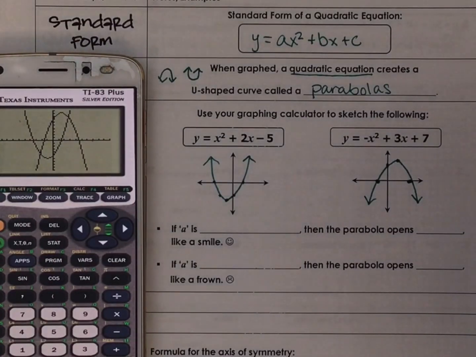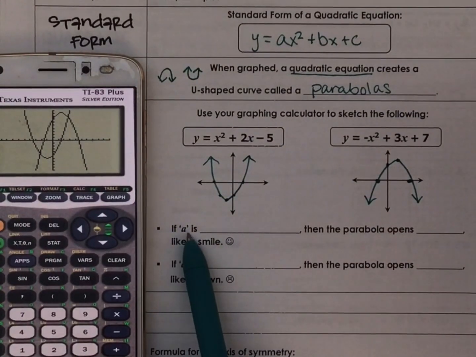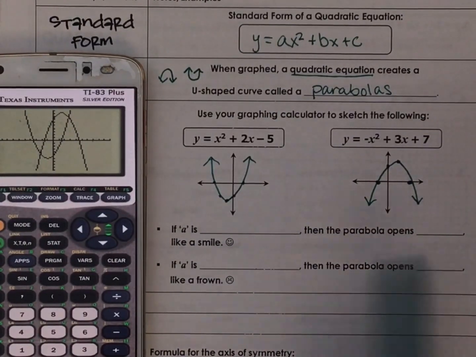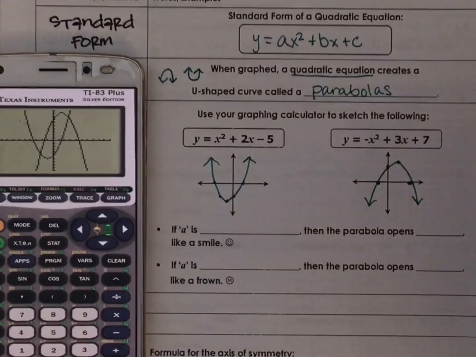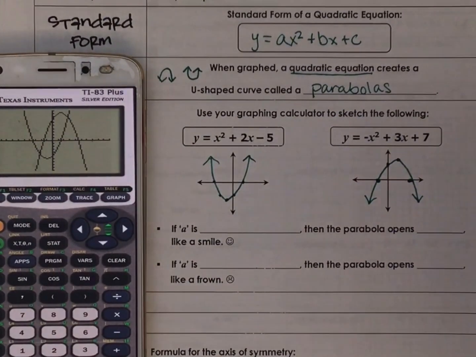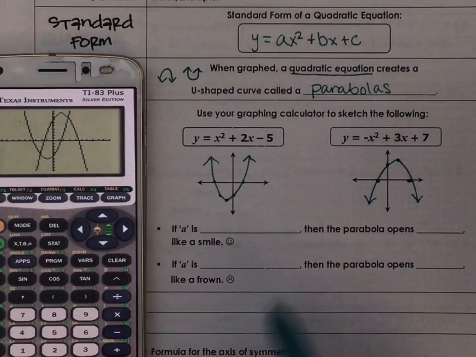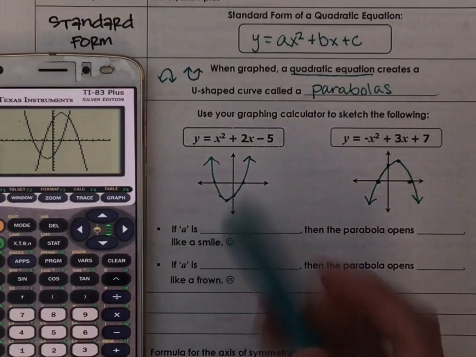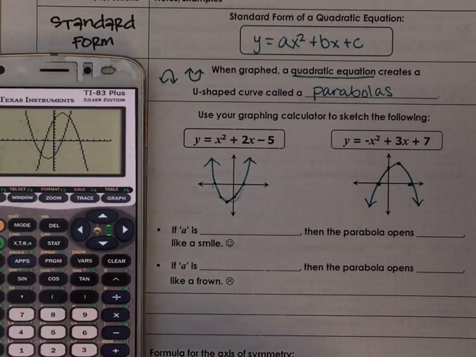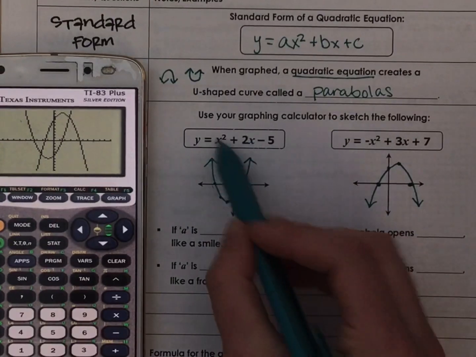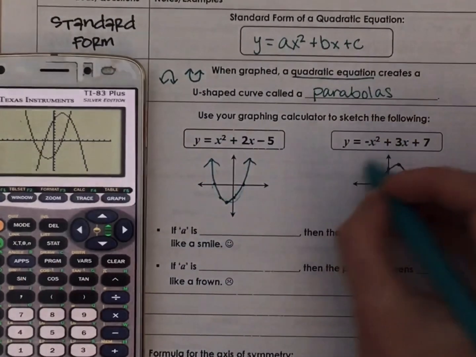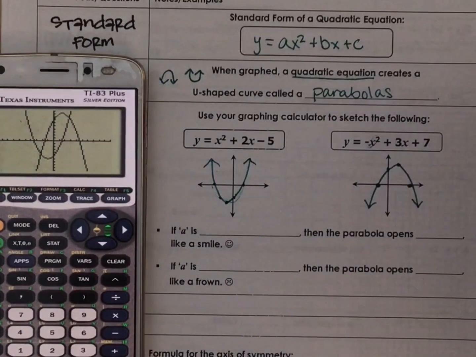So the first thing is that if A is this, then the parabola opens this direction and creates a smile. So which of these graphs creates a smile, and what's the difference between the two and what they look like? For our first equation that we had here, you would say that this is the smile. Our arrows both go up, so it creates that smile. And notice that there's a couple of differences. One of them is that this x squared is just x squared. This one over here is a negative x squared.